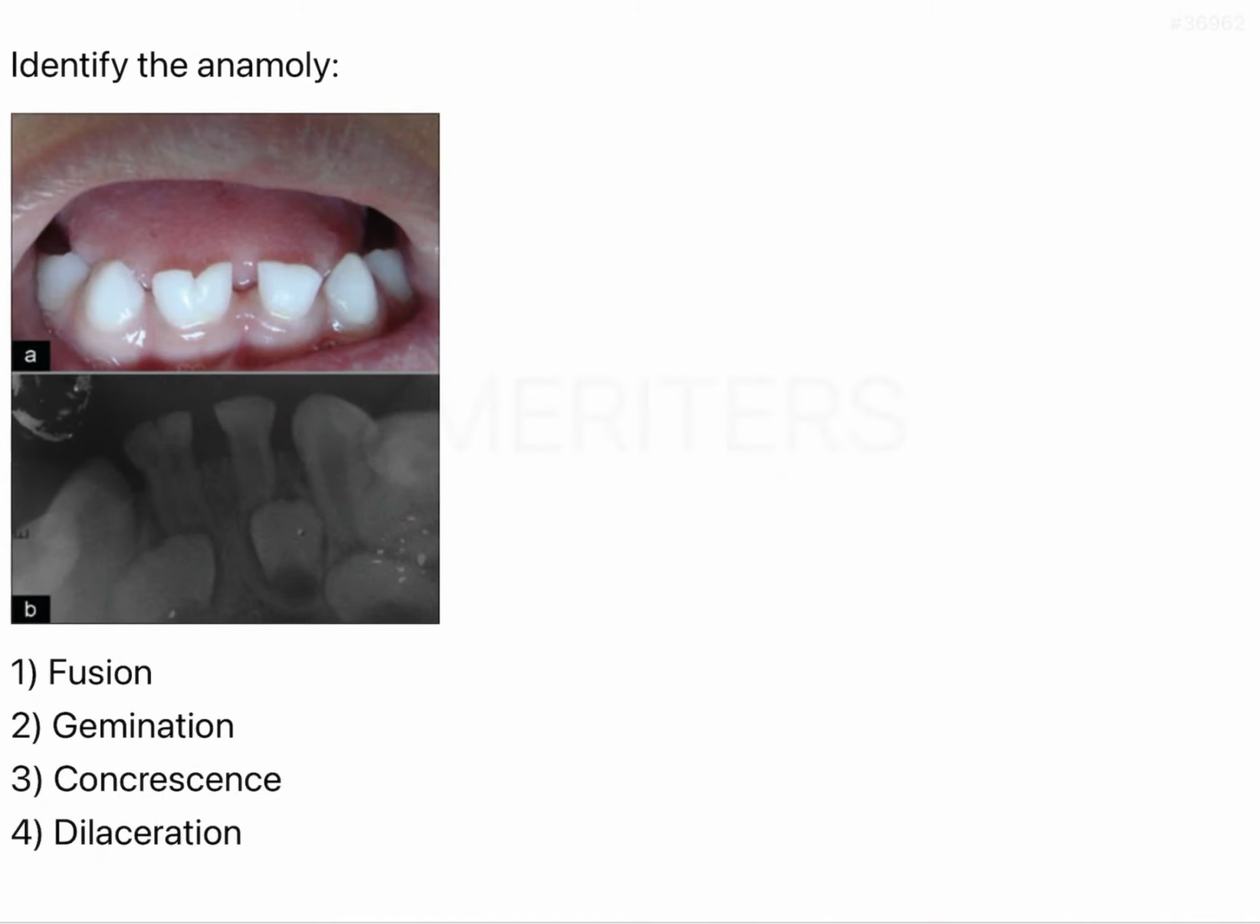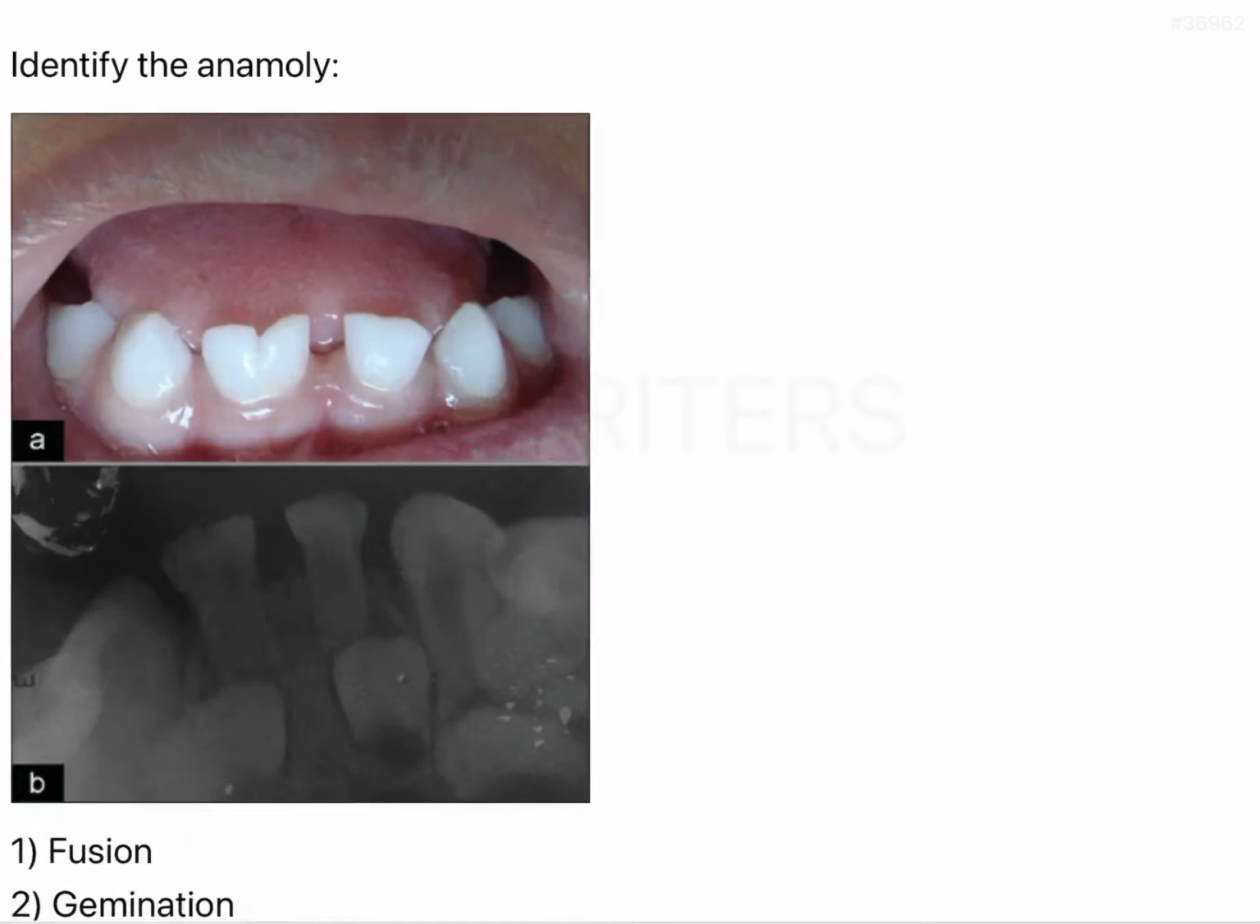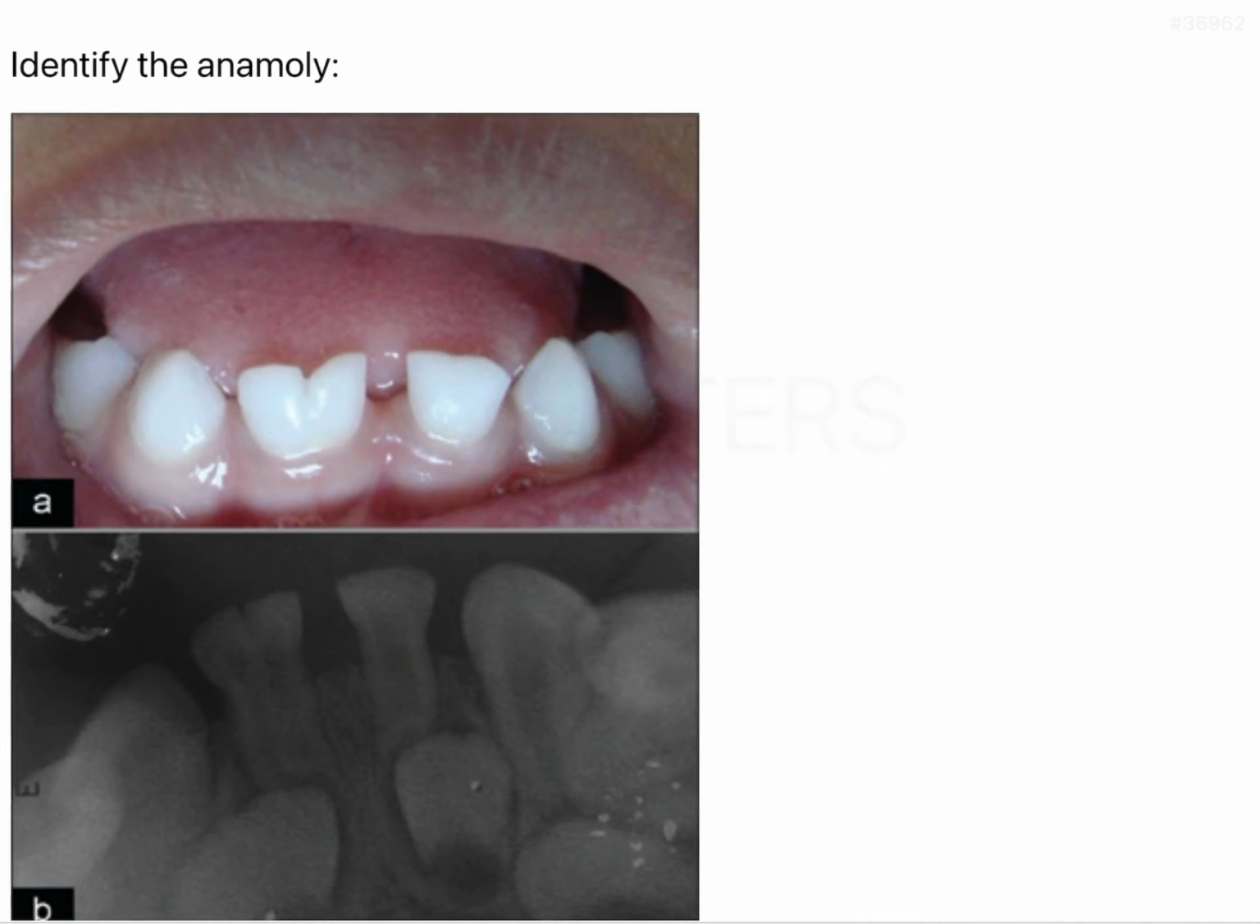The question here is to identify the anomaly, and we can see there is a clinical picture and the radiographic picture. So we'll just try to enlarge it and understand it better. If you see here, we'll be able to identify that this seems to be a deciduous canine. This also seems to be a deciduous canine, and between these there have to be 4 teeth. One has to be the lateral incisor, then the central incisor, again the left central incisor and lateral incisor. So we can presume from the clinical picture very well that there is a fusion of the central incisor and the lateral incisor. That is one thing.